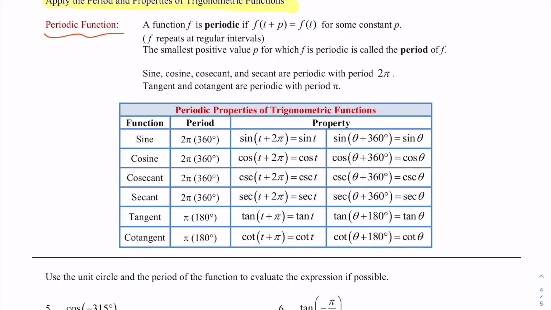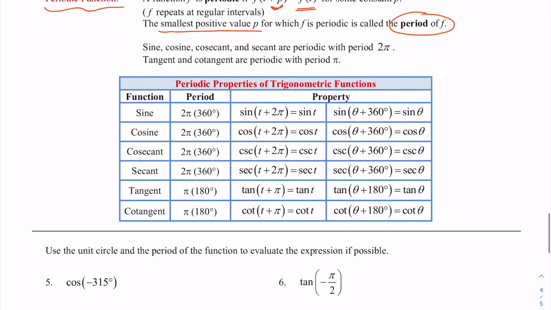A function is periodic if f of t plus p equals f of t. So notice that p would be a constant that allows that function to be equal to itself. So when you add p to t, you get that function back. It repeats at regular intervals. The smallest possible value of p for which f is periodic is called the period of f.